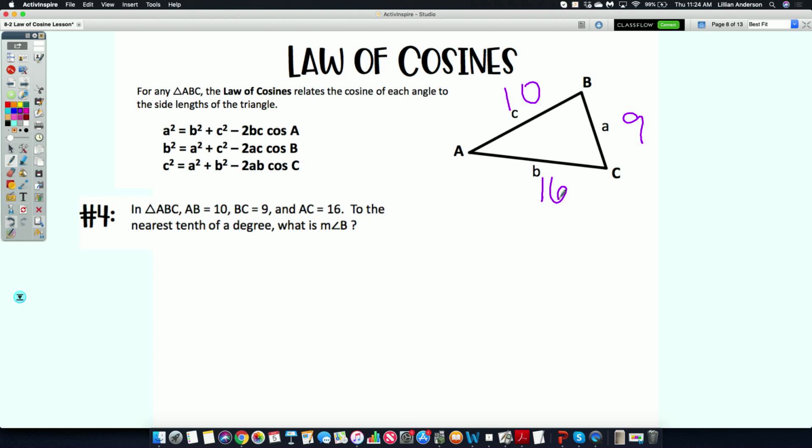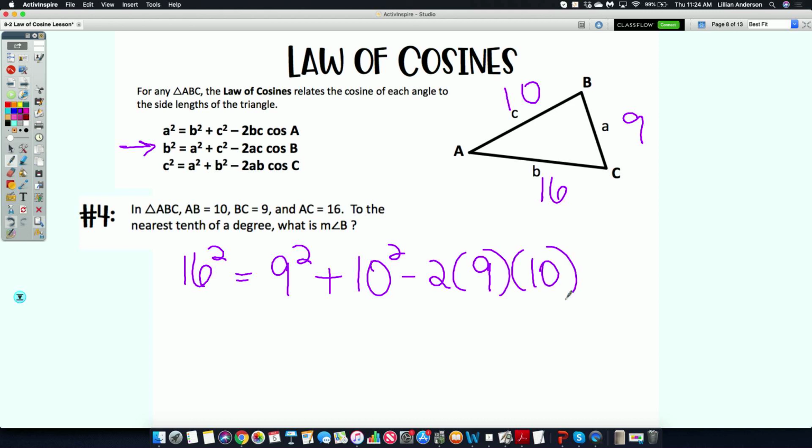Well, if I'm trying to find angle B, then I need to use the angle B formula, okay? And I need to plug in everything that I know. This time, I know B, so I'm going to plug in 16 squared for B squared. A squared is 9 squared. C squared is 10 squared minus 2 times 9 times 10 cosine B. Okay?